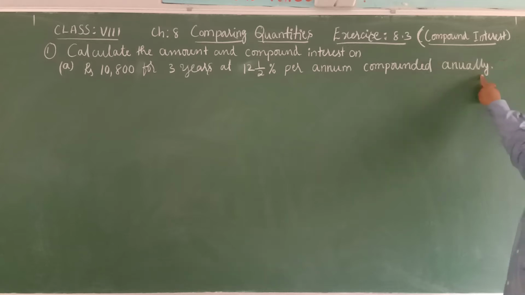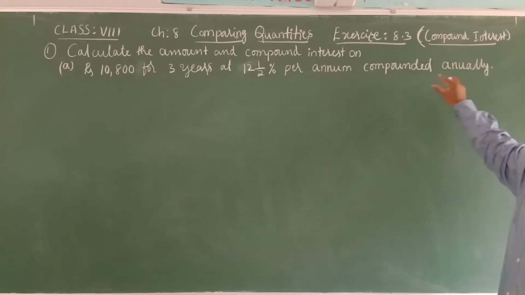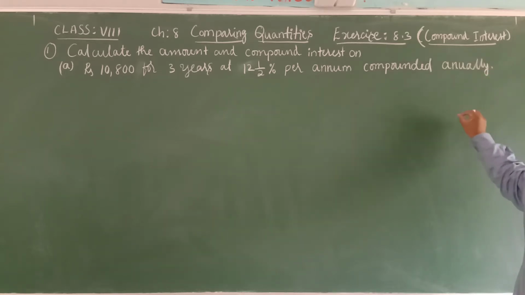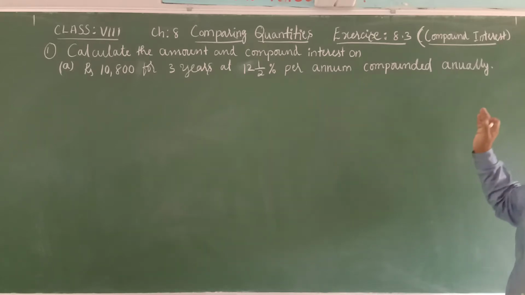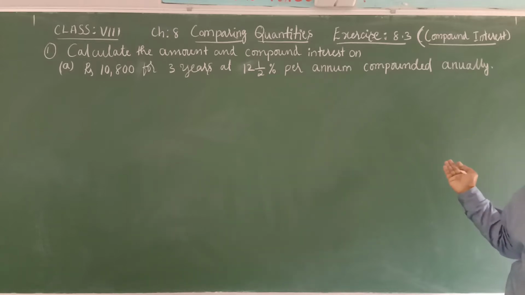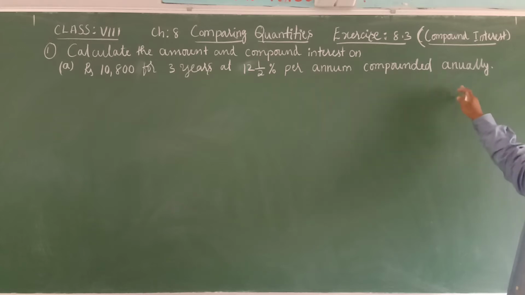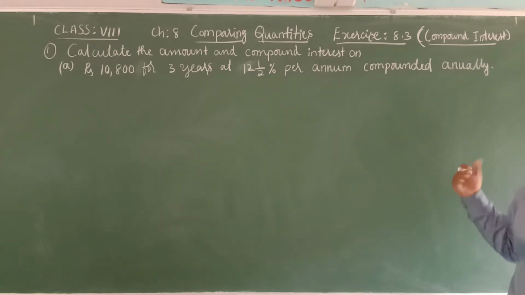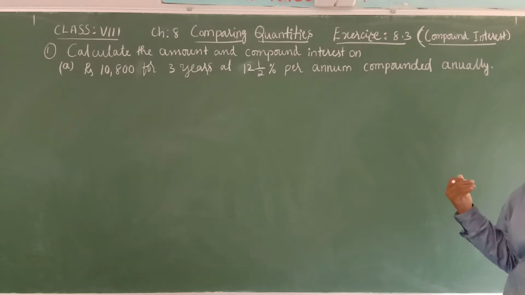See the words annually, half yearly, quarterly. Annually means per year, half yearly means the interest is calculated once every 6 months. So for 1 year, how many half years will be there? 2 half years will be there. If it is compounded quarterly, it means every 3 months. How many quarters will be there for 1 year? 4 quarters will be there.